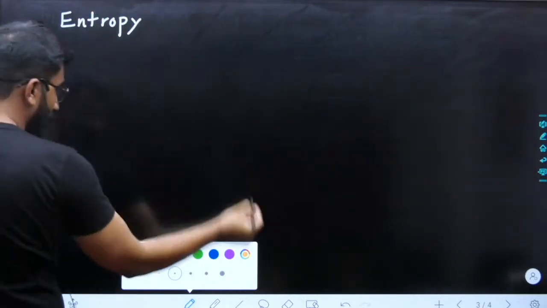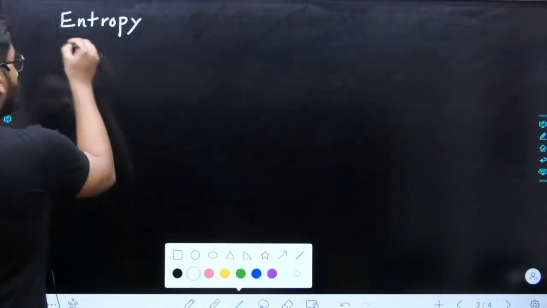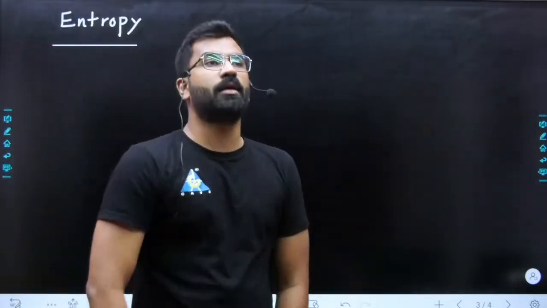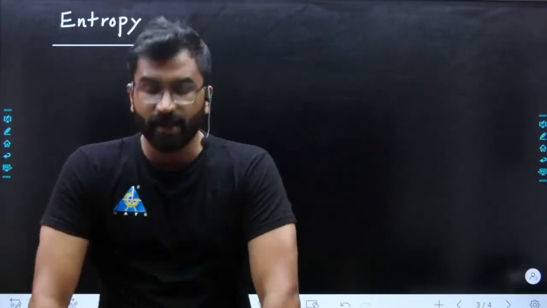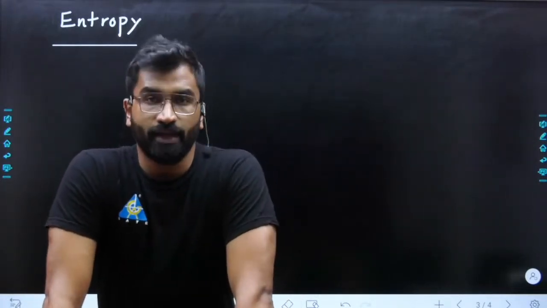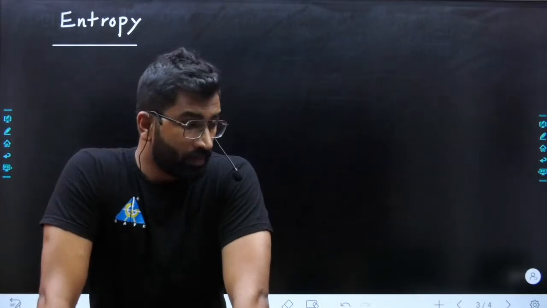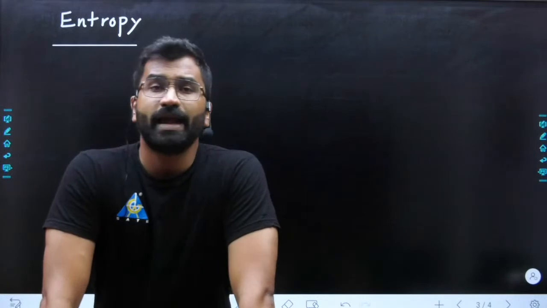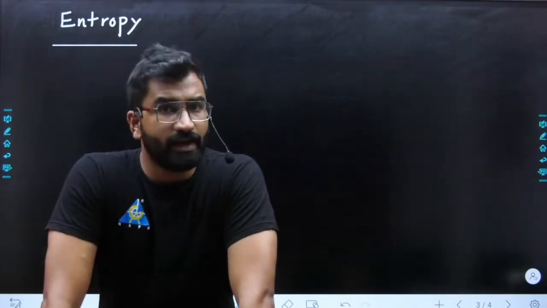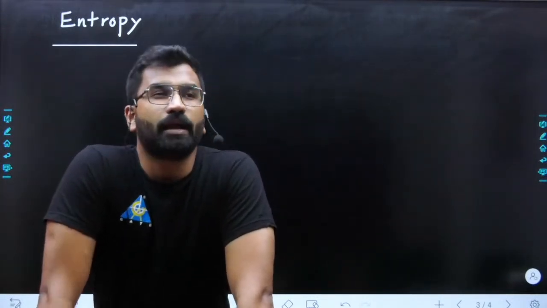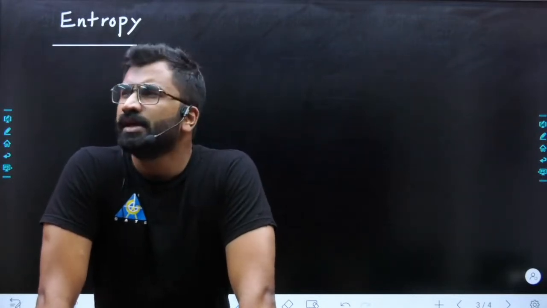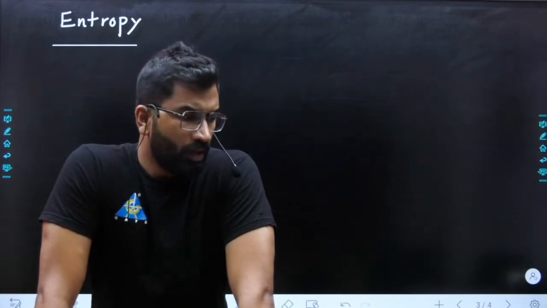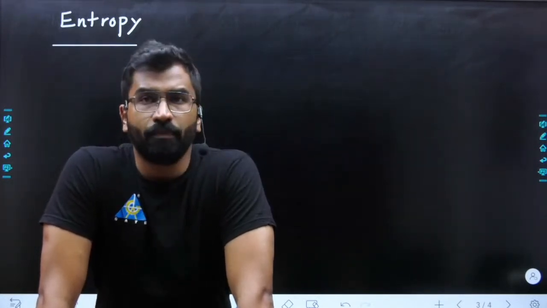One more thing I wanted to say: in most cases, once you clear the BARC exam also, they will be asking you one question: can you define entropy? That question will always be there. So don't always define entropy as randomness, disorder, etc., because that definition is everywhere. Try to define entropy in a different way.